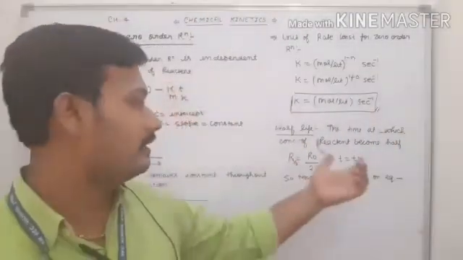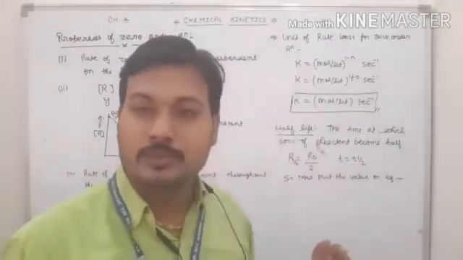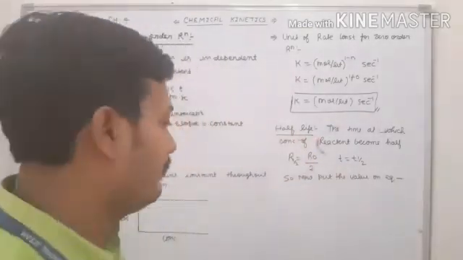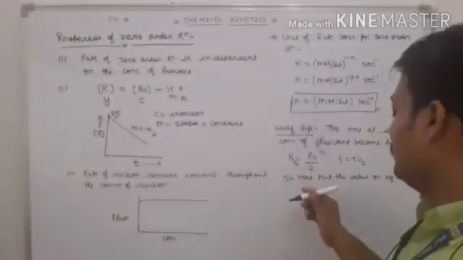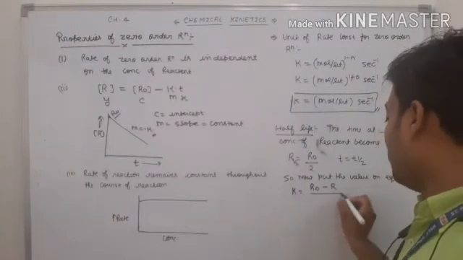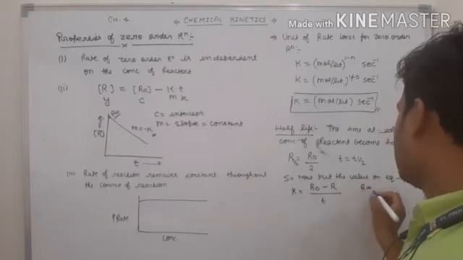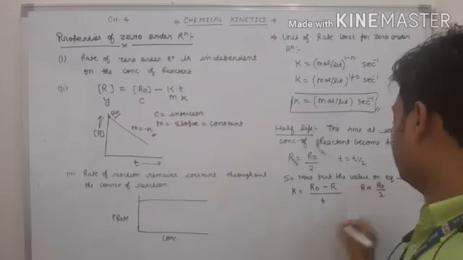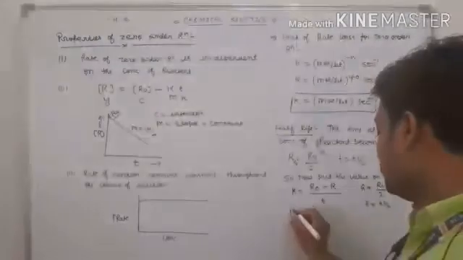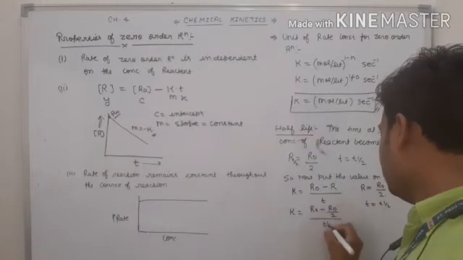And now half life, the time at which the concentration of reactant becomes half. R half is equal to R naught upon 2. Initial concentration R naught remains half, so divide by 2, and t is equal to t half. Now put the value in the equation, so we will get K is equal to R naught minus R upon t. Here R is replaced by R naught by 2 and t is replaced by t half. So we will get K is equal to R naught minus R naught upon 2, upon t half.